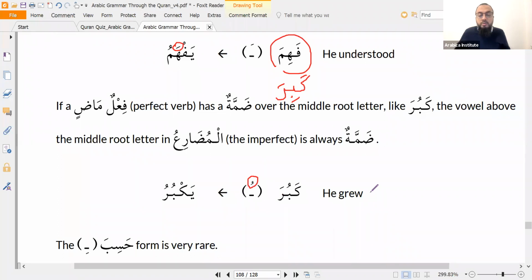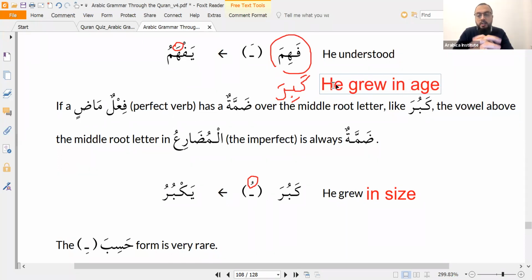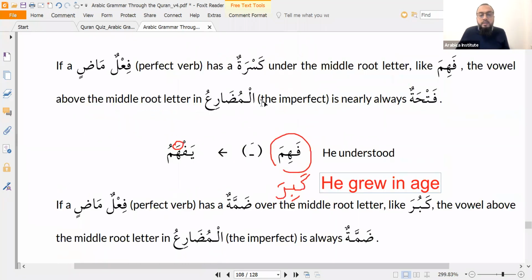This one means he grew in size. You know, he grew up, became a bigger person. Whereas kabira yakbaru means he grew in age. Yeah, it's beautiful, isn't it? That's the same word, but slightly different voweling gives you a slightly different meaning. So be careful.